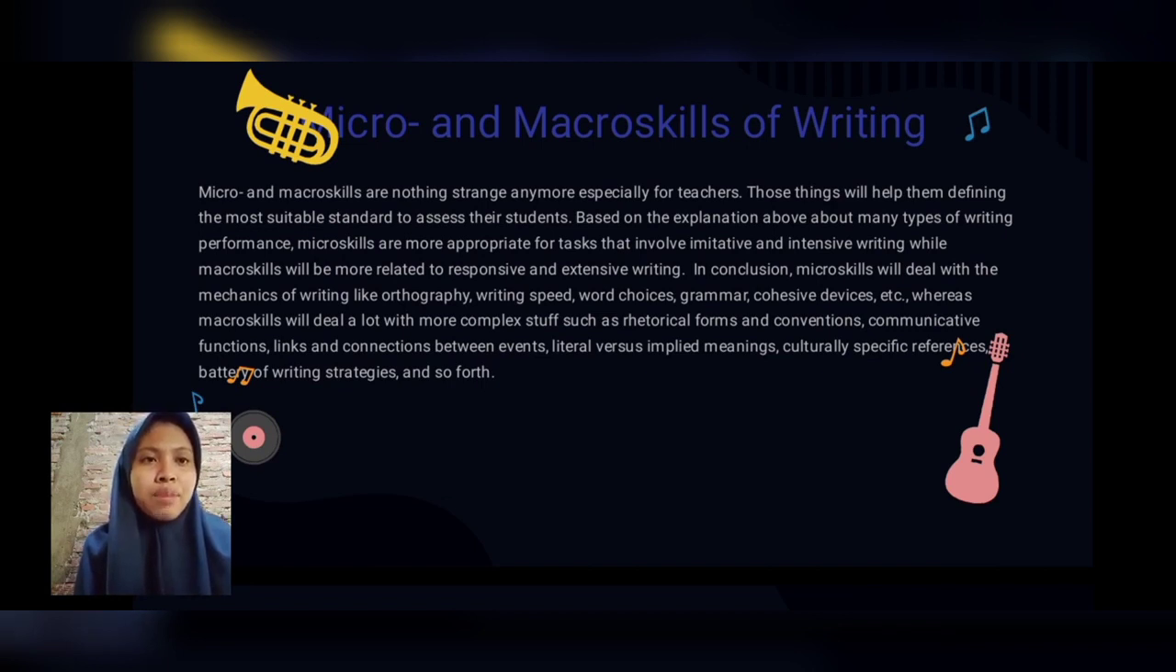In conclusion, micro skills deal with the mechanics of writing like orthography, writing speed, word choice, grammar, cohesive devices, etc. Whereas macro skills deal with more complex matters such as rhetorical forms and conventions, communicative function, links and connections between events, literal versus implied meanings, culturally specific references, battery of writing strategies, and so forth.